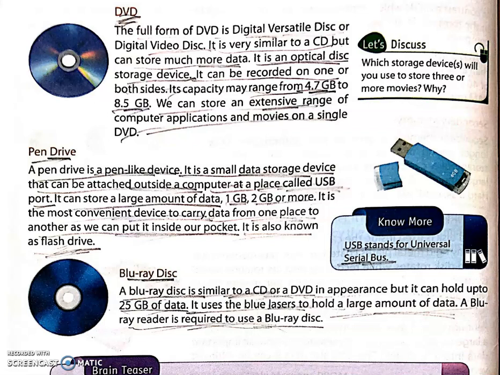Its capacity may range from 4.7 gigabytes to 8.5 gigabytes. So you can store a much larger amount of information on this. We can store an extensive range of computer applications, movies, etc. Everything on a single DVD. So these days, when you watch cartoon movies or films, they are loaded with special effects and songs and a very huge amount of data, effects and graphics and all that cannot be stored on a CD. That is the reason you need DVD to store this data.